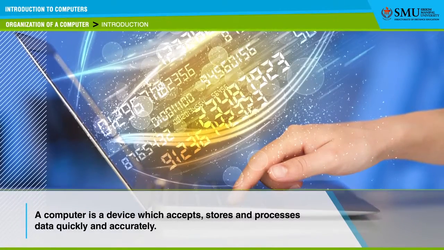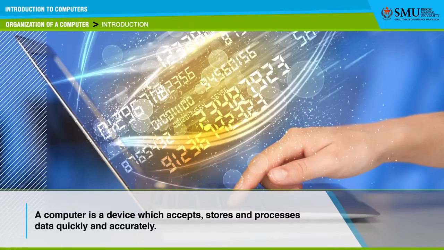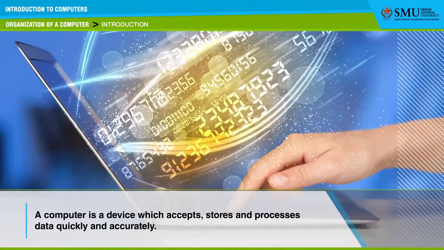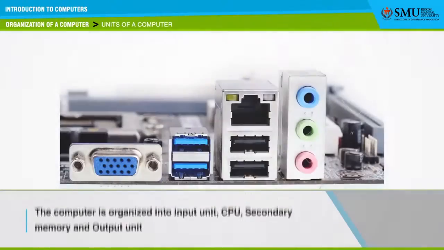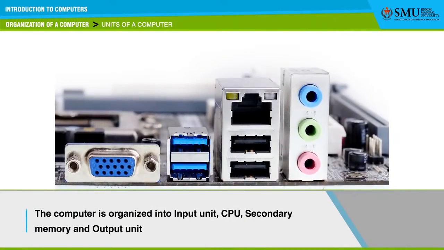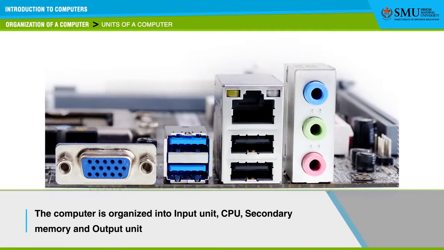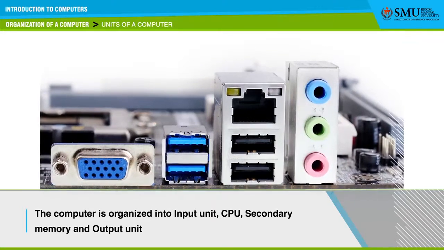A computer is a fast and accurate device which accepts, stores and processes data to produce the results as output. The computer is organized into 4 units: input unit, CPU, secondary memory, output unit.